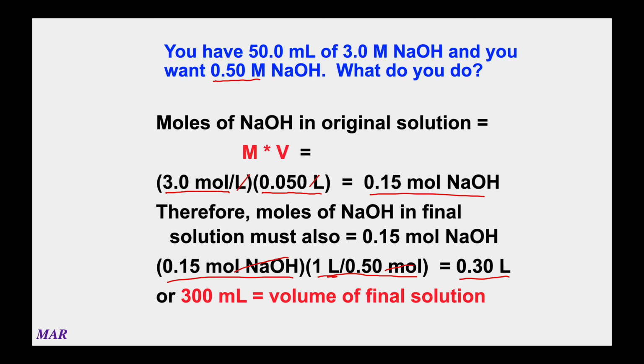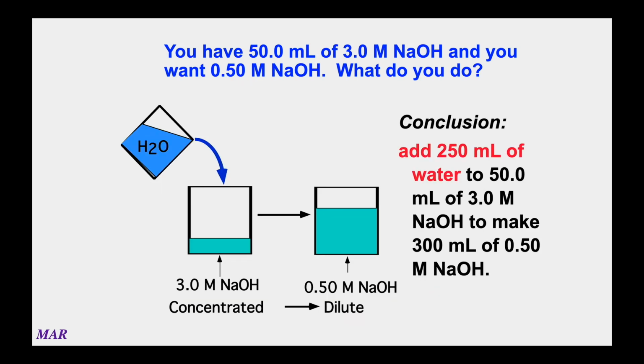Now, there's one more little thing we have to do. 300 milliliters represents the volume of the final solution, but we started with 50 milliliters of volume. That was this number up here. So what this means is we'd want to add 250 milliliters of water to 50 milliliters of 3.0 molar sodium hydroxide to make 300 milliliters of 0.50 molar sodium hydroxide.